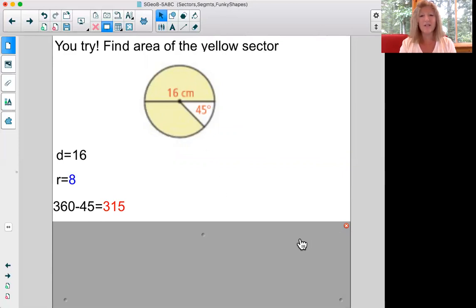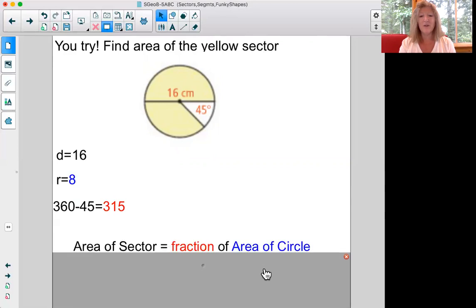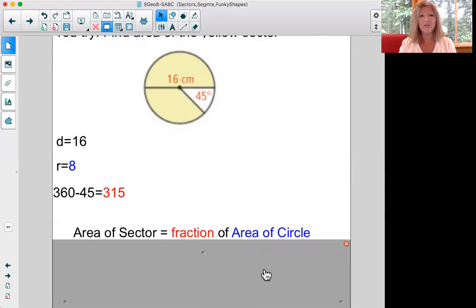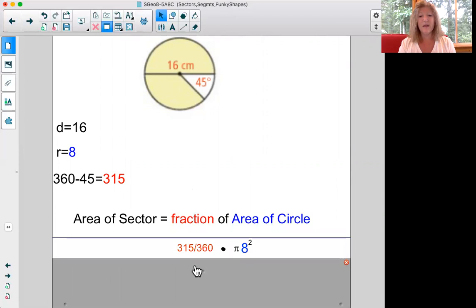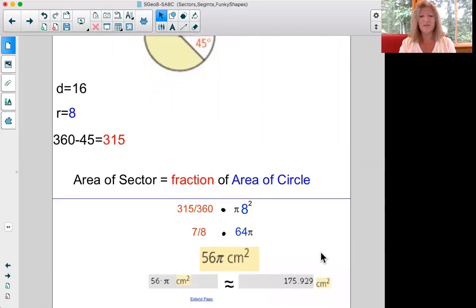Now we have all we need to know, because we know that the area of a sector is a fraction of the area of the whole circle. What fraction? 315 over 360, and the area of the circle is pi r squared. And when we use our calculators to simplify, you can leave it in terms of pi, or get a decimal approximation, units squared.